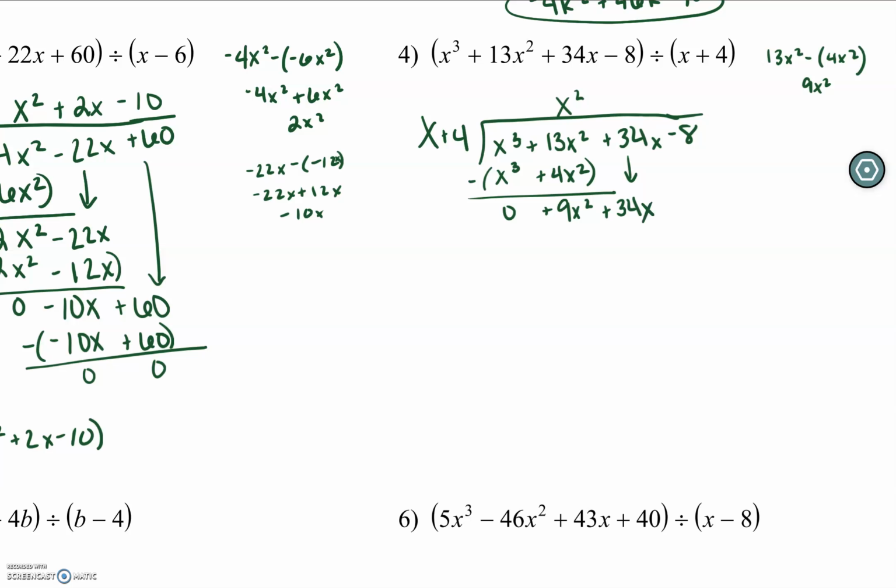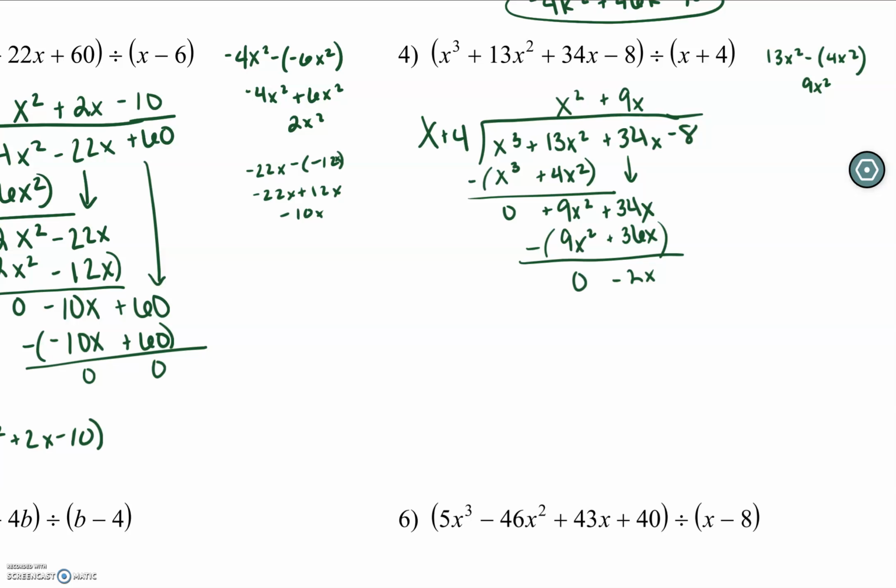And again, what do I have to multiply x by to equal 9x squared? And the answer to that would be 9x. 9x times x would be 9x squared. 9x times 4 would be 36x. And again, we're going to subtract this whole line. 9x squared minus 9x squared would be 0. 34x minus 36x would be negative 2x.